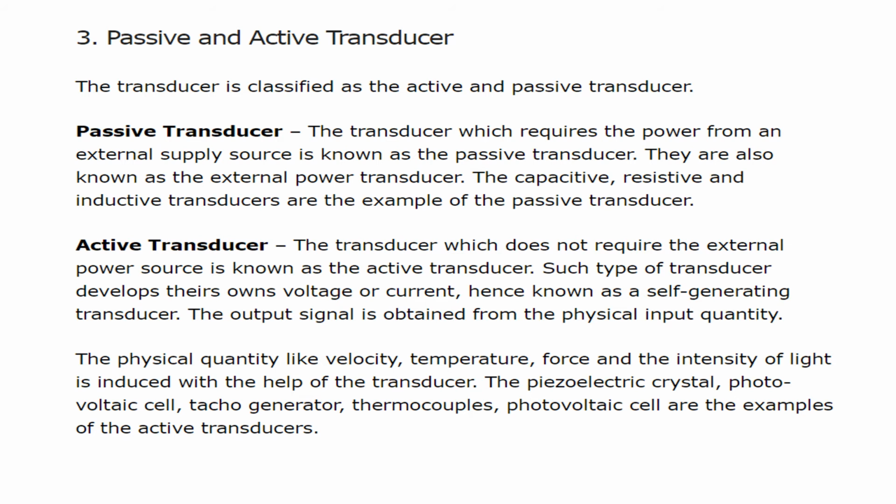And what is active transducer? The active transducer, which does not require the external power source, is known as the active transducer. Such type of transducer develops their own voltage or current, hence known as a self-generating transducer. The output signal is obtained from the physical input quantity. The physical quantity like velocity, temperature, force, and the intensity of light is converted with the help of the transducer. The piezoelectric crystal, photovoltaic cell, tachogenerator, thermocouples are the examples of the active transducers.